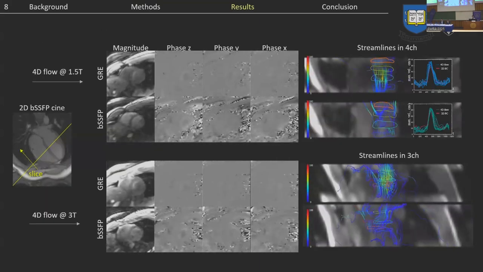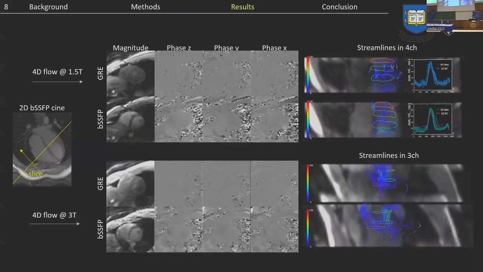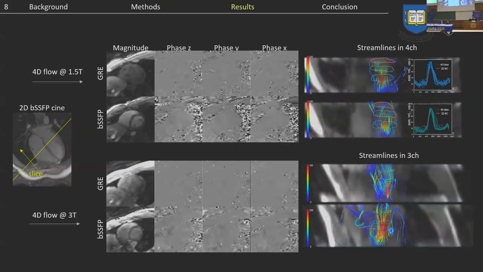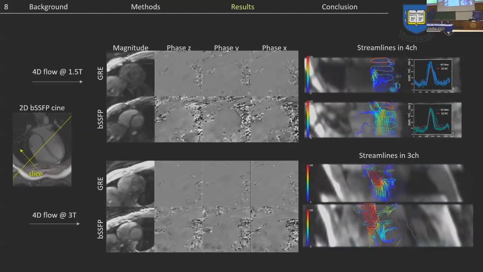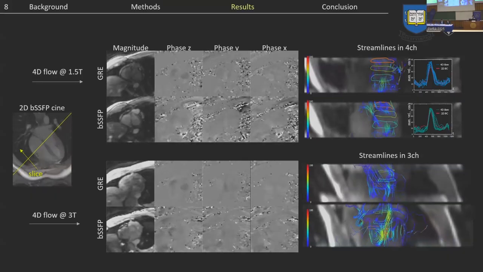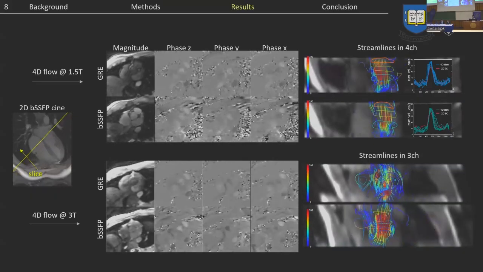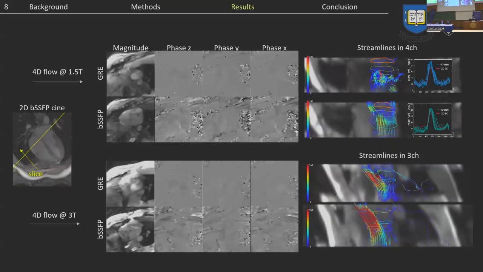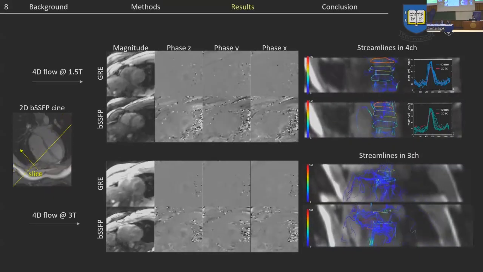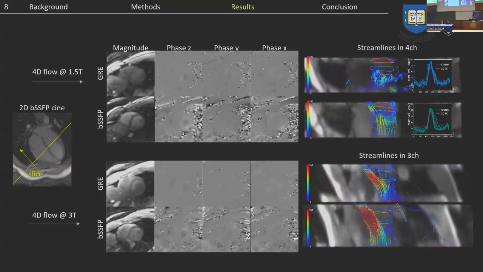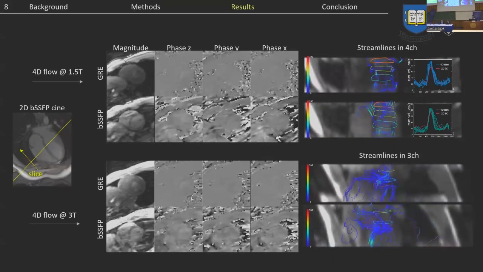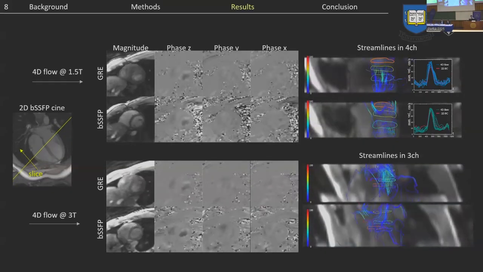And these are some movies we show using our 4D flow BSSP versus the GRE. This is showing different slices indicated by these red and yellow lines. You can see the first top row is the GRE. There is almost no contrast at all during the late diastole, but we have much better visualization using our method. And this is showing all three different velocity encoding directions.